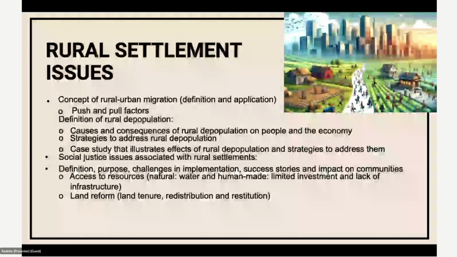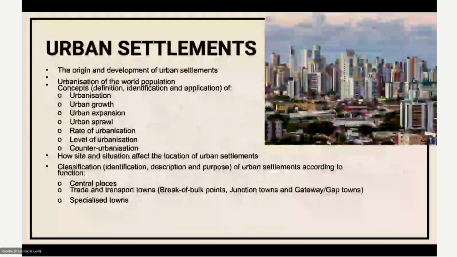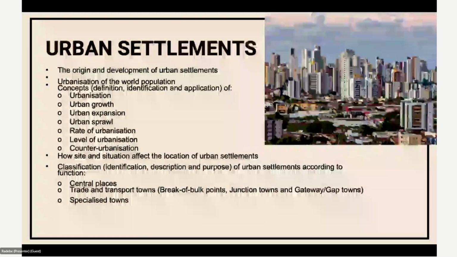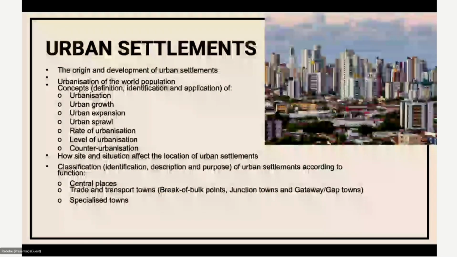Then the next page is urban settlement. The origin and development of urban settlement, urbanization of the world population. That means one needs to understand the concepts of urbanization, urban growth, urban expansion, urban sprawl, rate of urbanization, level of urbanization, and counter-urbanization. So explain to your learners, make sure that they understand.